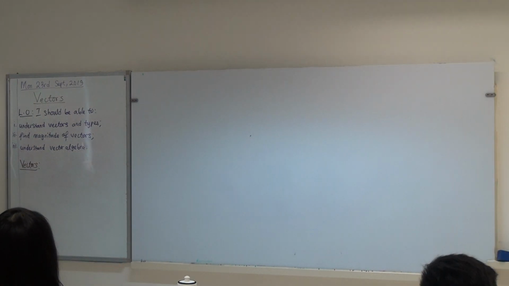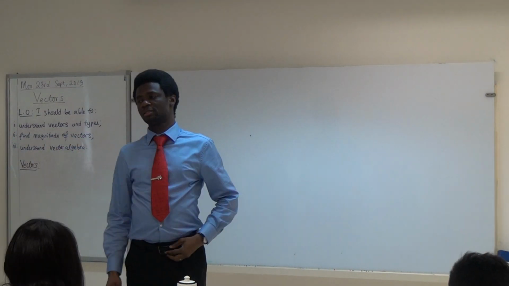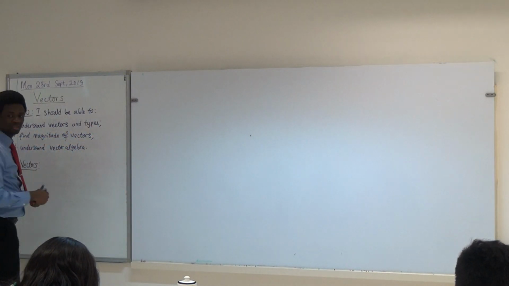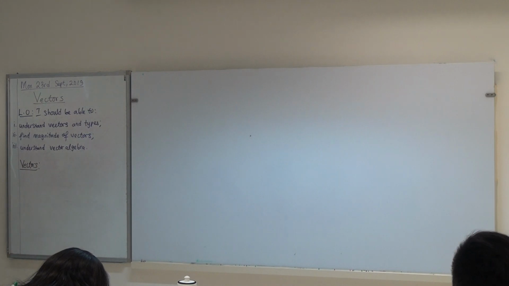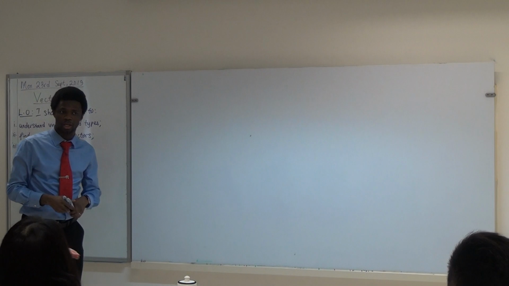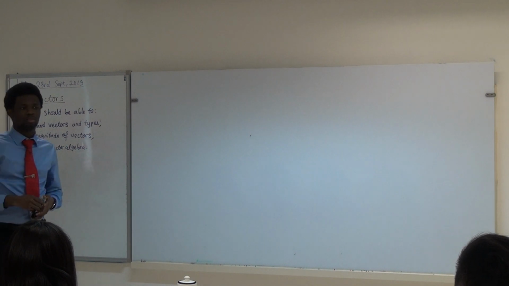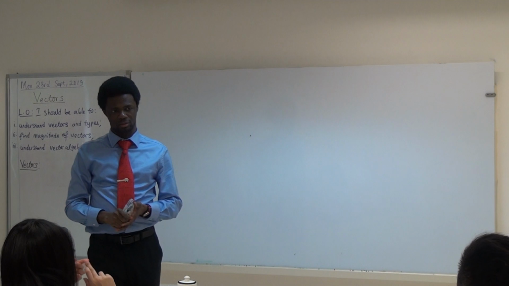Now let's start with what vectors are. What do you remember about vectors? What comes to your mind? Something like an arrow. Something that looks like a matrix, like a column vector. Any other thing? Magnitude and direction. Vectors are quantities that have both magnitude and direction.